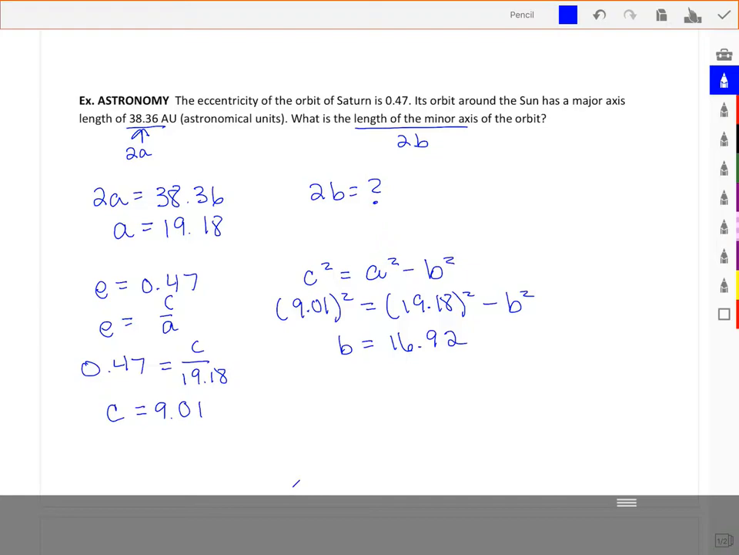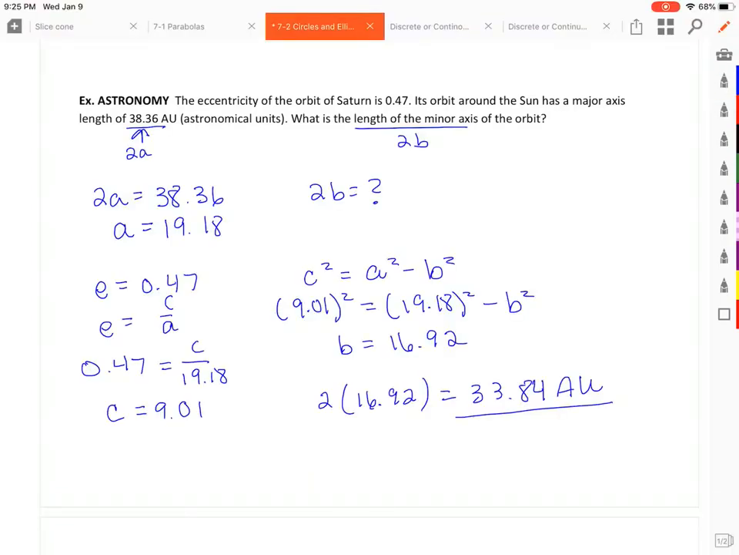Finally, length of the minor axis is 2b. So 2 times 16.92. Again, put it in the calculator. You'd have 33.84 AU. Don't forget your units on those, okay? So the length of the minor axis would be 33.84 astronomical units.